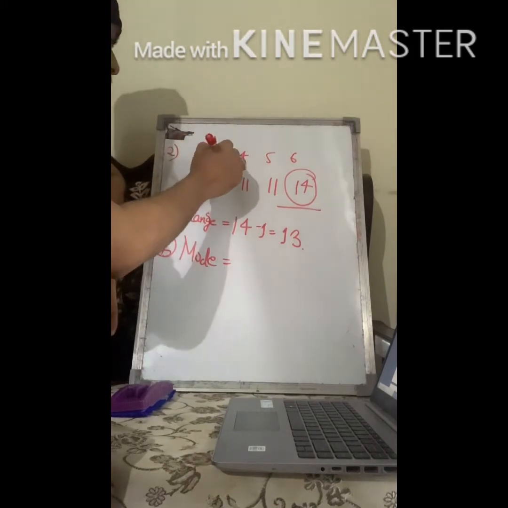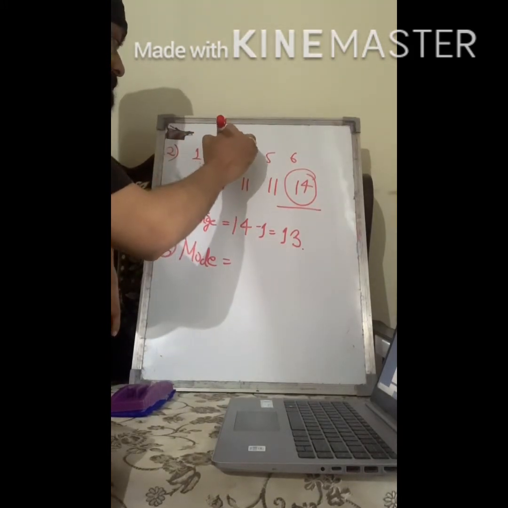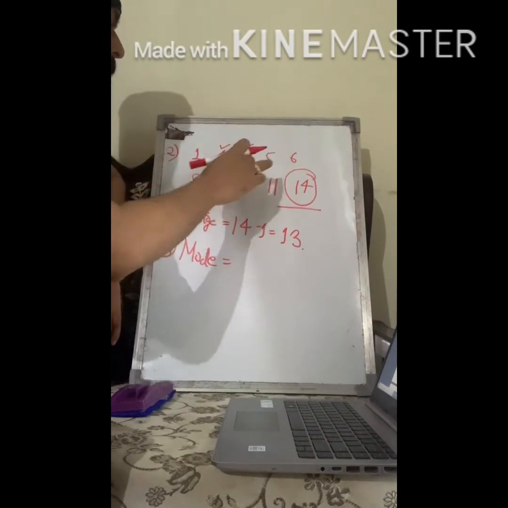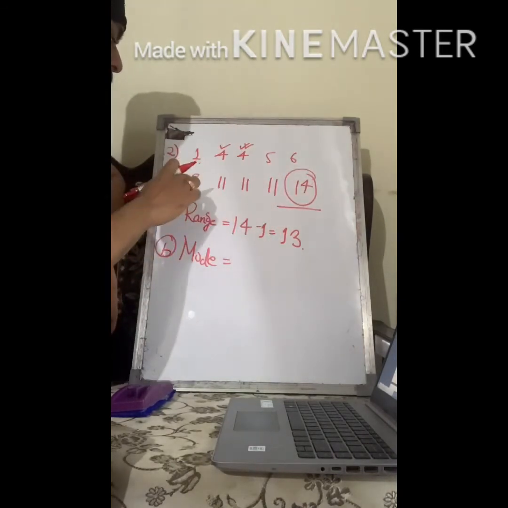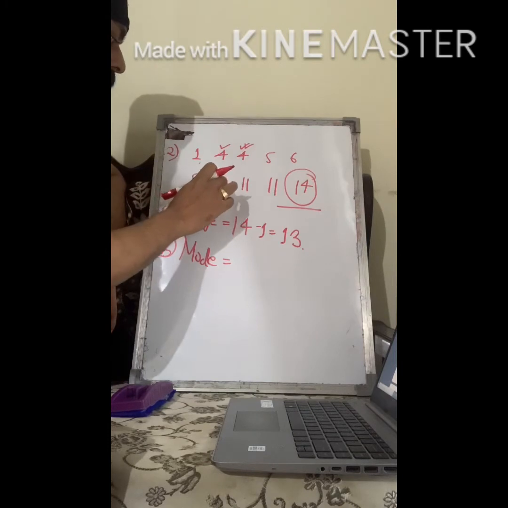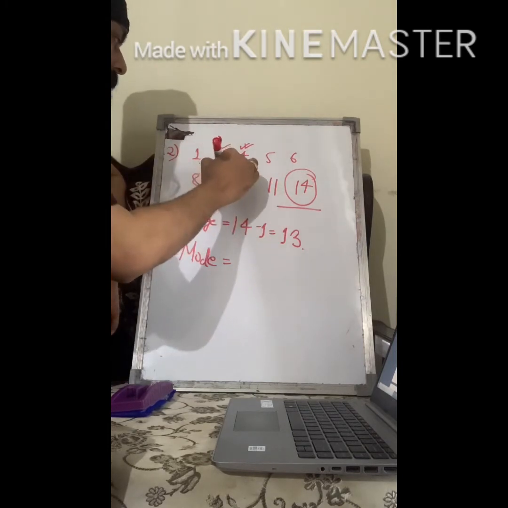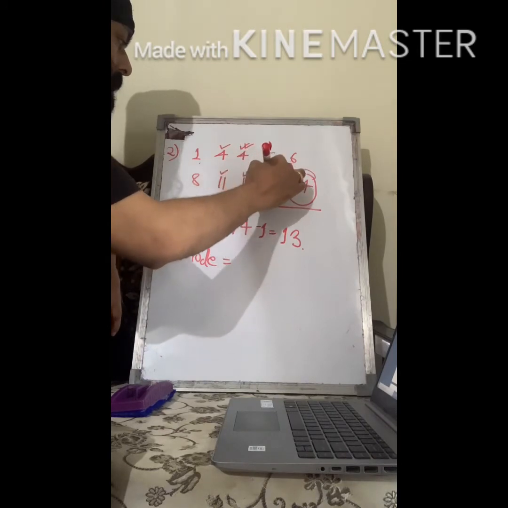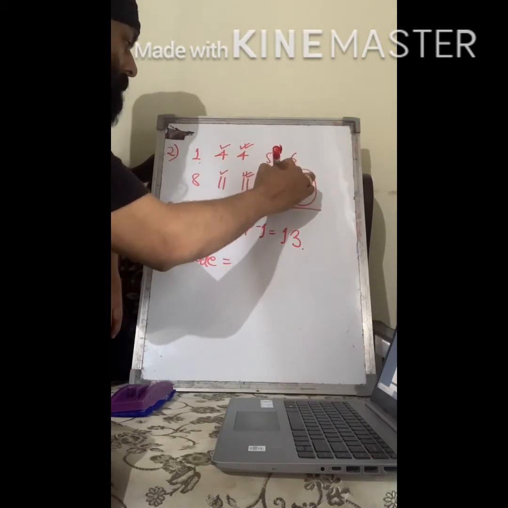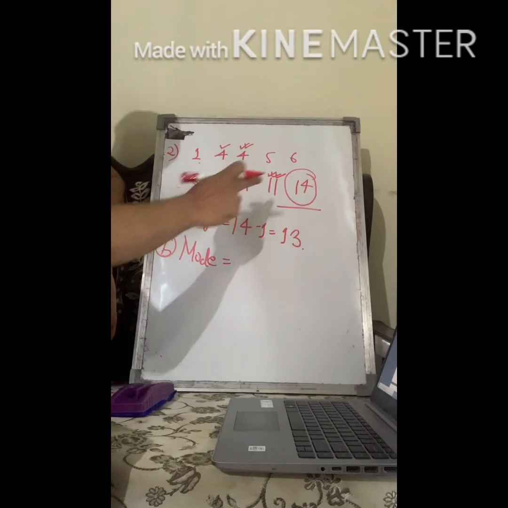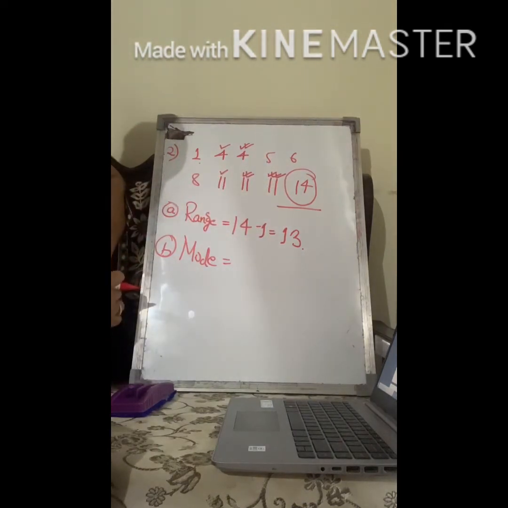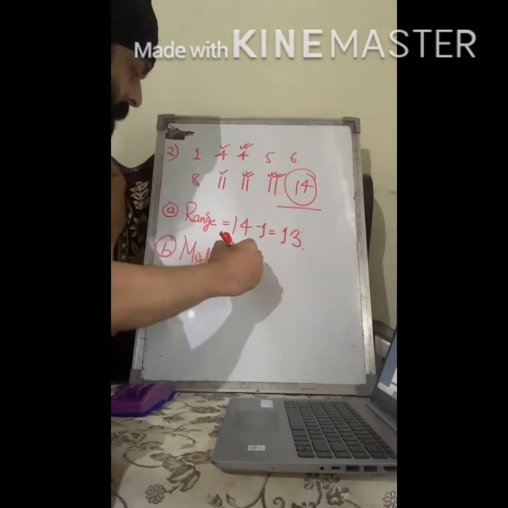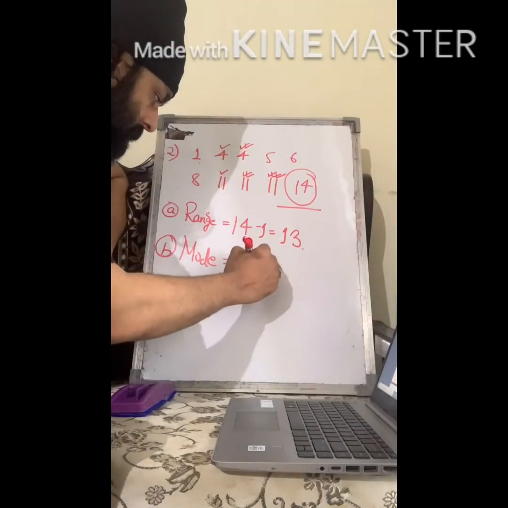1 occurs once, 4 occurs twice, so we can tick once here, and we can have 2 ticks here. 5 occurs once, 6 occurs once, 8 occurs once, 11 occurs thrice. So we have the first tick here, the 2 ticks here, and the 3 ticks here. And 14 occurs only once. So there is only one number in the given set which has 3 ticks, and that is 11. So the mode is 11.